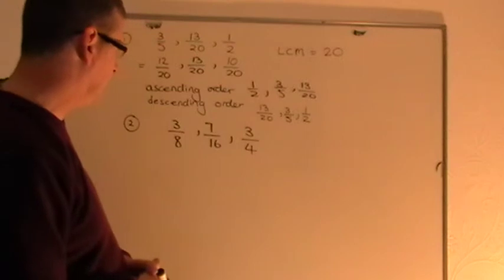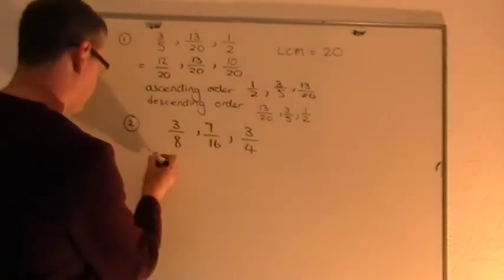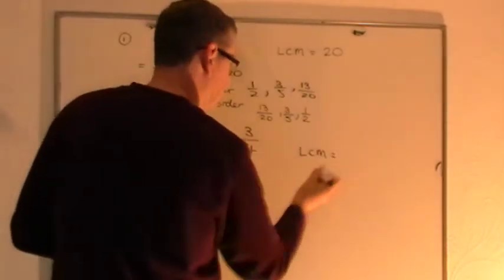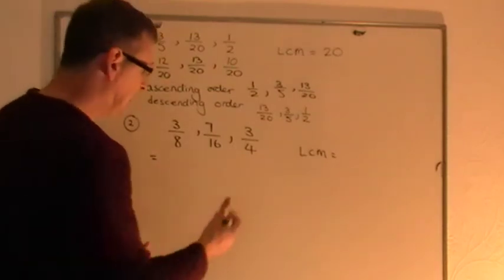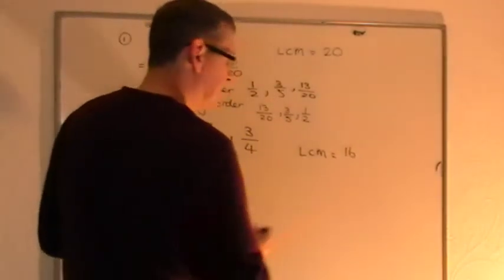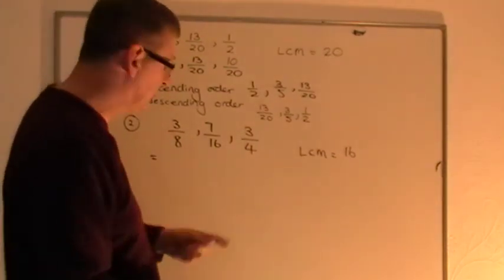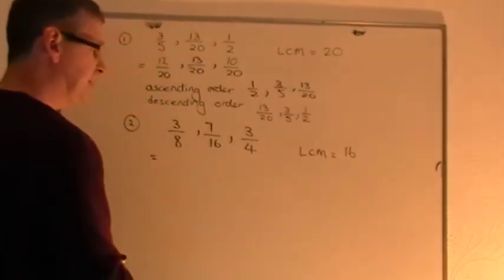Right, fine. Well, what I'm going to do is try and get them to have the same bottom line. So I'm going to figure out the lowest number that they all go into. 8, 16 and 4. The smallest number that they all will go into is the number 16. 8 goes into it twice, 16 goes into it once, and 4 goes into it 4 times. So I'm going to change them all to 16.